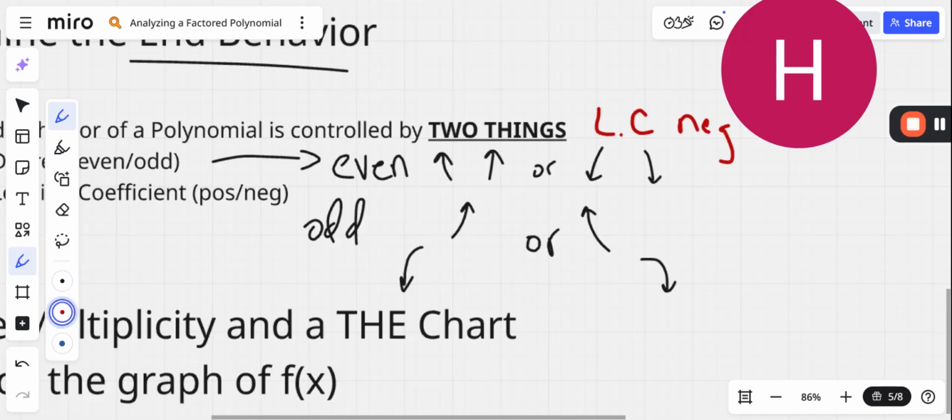The reason why there's this space in between is because I don't know what's happening in the middle of the graph necessarily, but I do know that at the ends, all the way on the right and all the way on the left, I know whether it's going up or down.